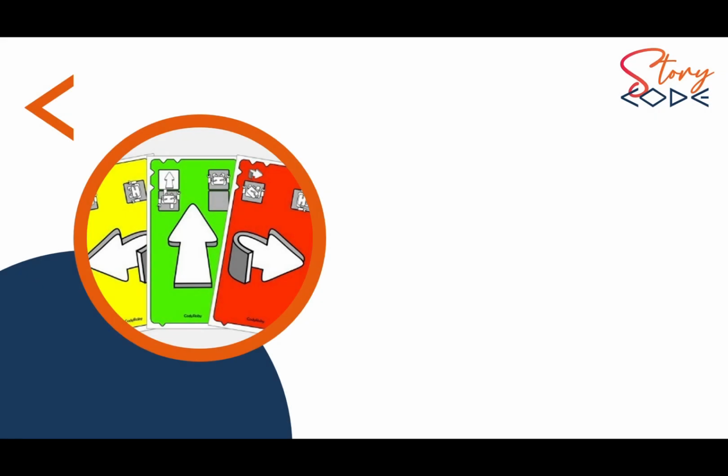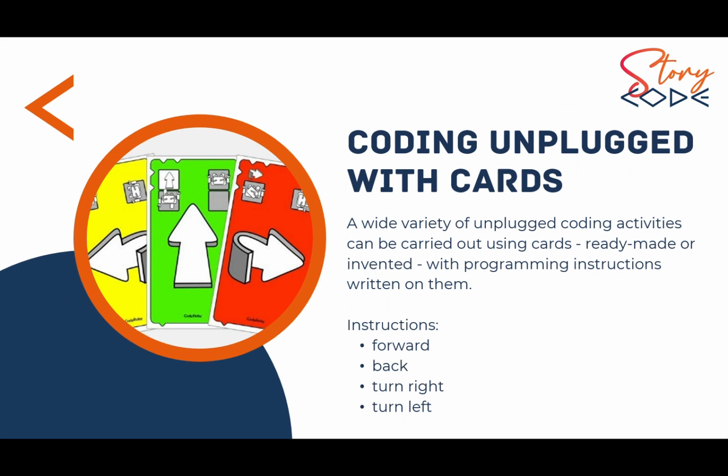Another activity I want to show you today is coding unplugged with cards. A wide variety of coding unplugged activities can be carried out using cards. They can be ready-made or invented by yourself, and these cards have programming instruction written on them. These cards represent the instruction needed for the activity, and they can be forward, back, turn right, turn left, and you can use these cards and have students fill in sequences of instruction to achieve a goal.